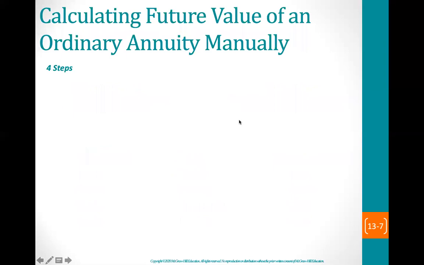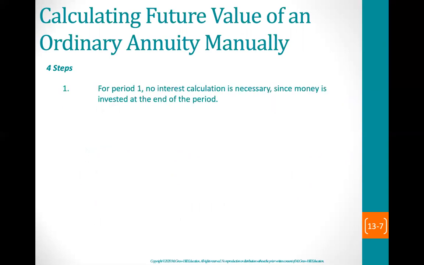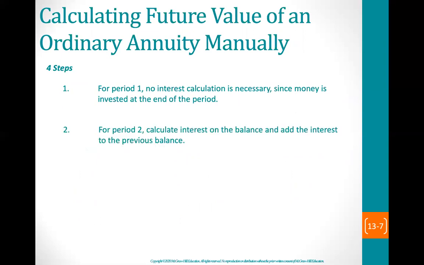So to calculate the future value of an ordinary annuity manually, there are 4 steps. For period 1, no interest calculation is necessary because we're putting the money in at the end of the period. It's an ordinary annuity. For period 2, we calculate interest on the balance and add the interest to the previous balance. Step 3, add in the additional investment at the end of period 2 to that new balance that you had already calculated interest on.